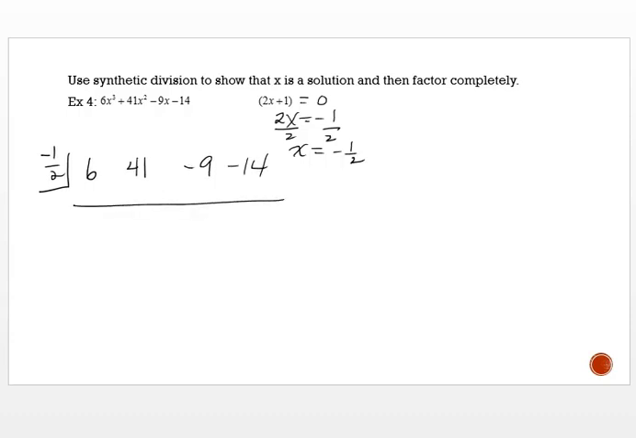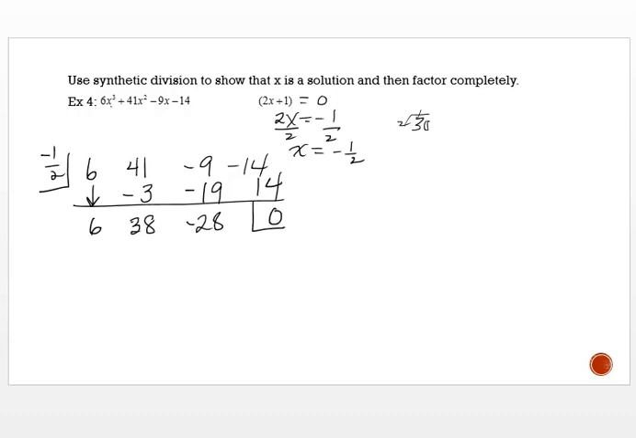Let's see what happens here. Bring the 6 straight down. 6 times a negative 1/2 would be a negative 3. Negative 3 times a negative 1/2 is positive 38. Negative 1/2 times 38 is going to be a negative 19. That gives me negative 28. Negative 28 times a negative 1/2 gives me a positive 14. Phew, came out pretty. There we go.